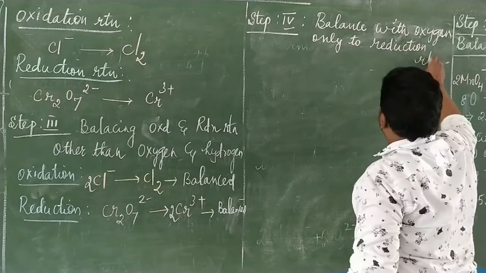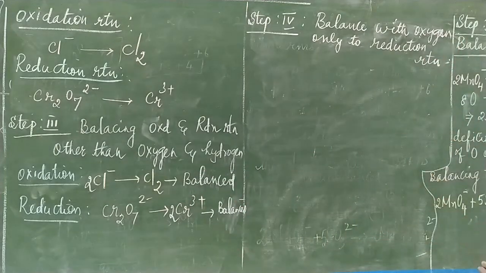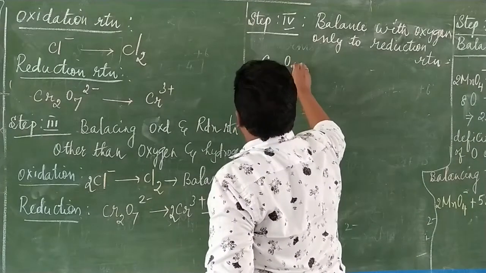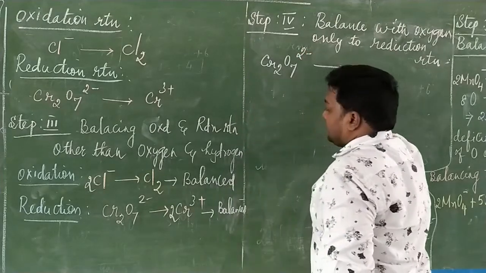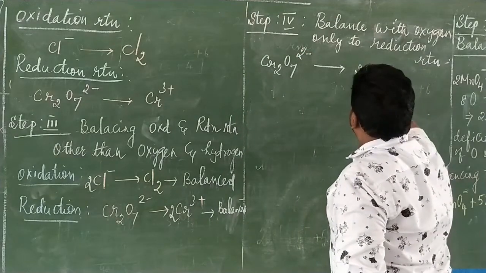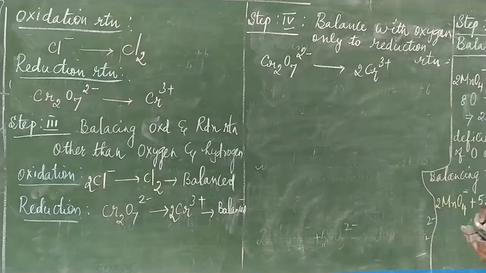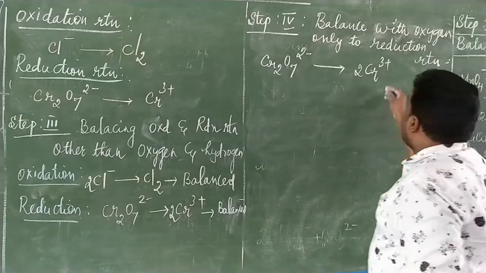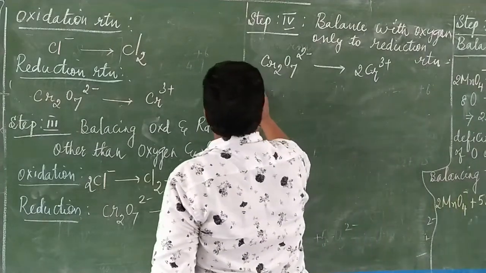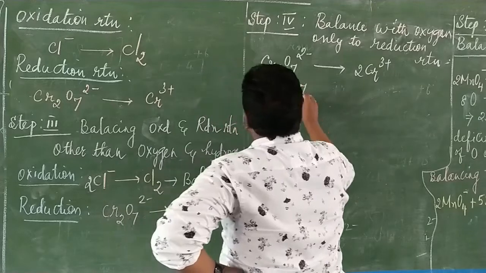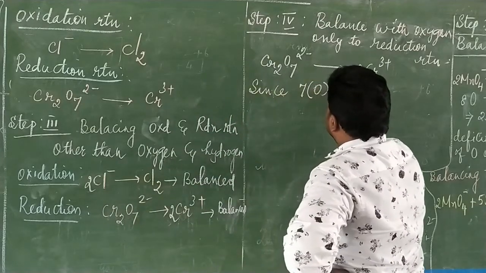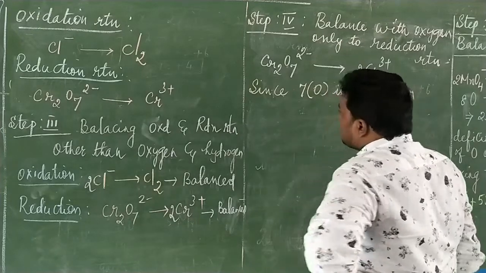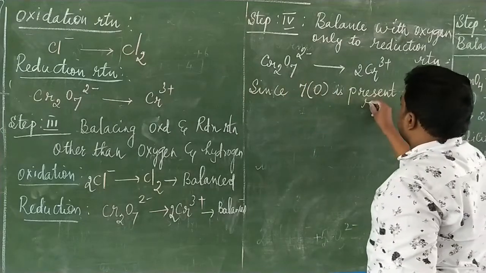So the reduction reaction. Now again you take out the reaction. What is that? Cr2O7 2 minus gives 2Cr3 plus. So how many oxygen is present? 7 oxygen is present. So what can I do? Since 7 oxygen is present, where is it present? On the reactant side.